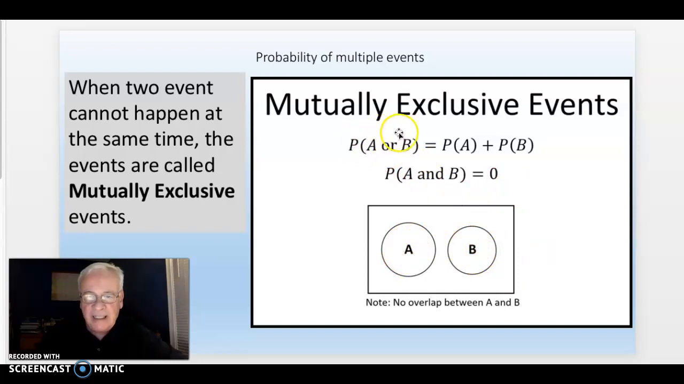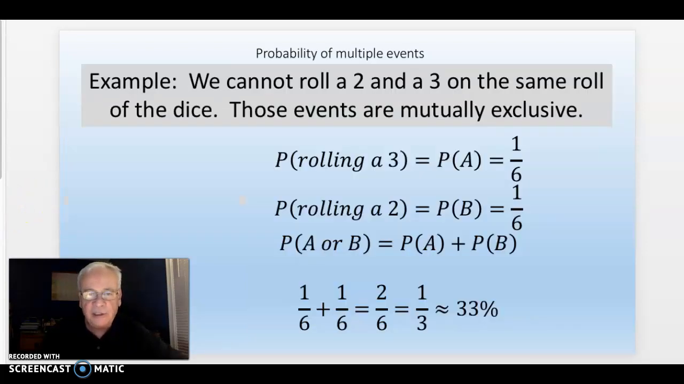But what's the probability that either or happen? You add up the two probabilities, okay? If they're mutually exclusive. You know, as an example, we cannot roll a 2 and a 3 on the same roll of the dice. Those events are mutually exclusive. So the chance of getting a 2 or a 3 when you roll a dice is 1/6 plus 1/6. All right, that's 2/6. It's 1/3, 33% of getting a 2 or a 3.